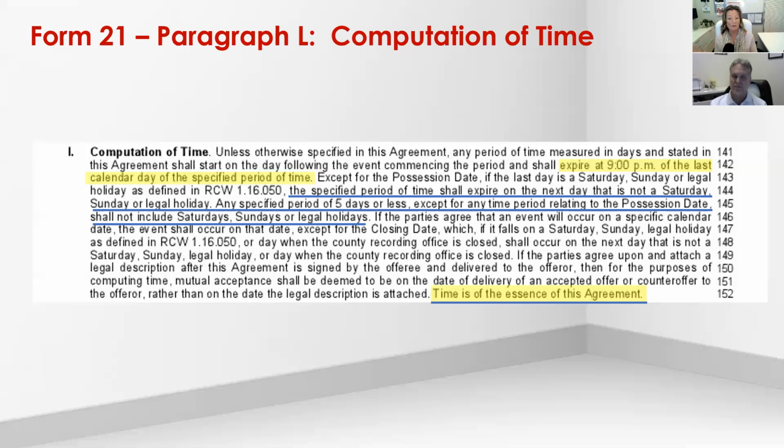So this is the most misunderstood paragraph. So many agents think that on the possession, as soon as they get recording numbers, they get to hand keys over, and that's not necessarily the case. Am I correct on that, John? That's right. So 9:00 p.m. would be the possession change time.